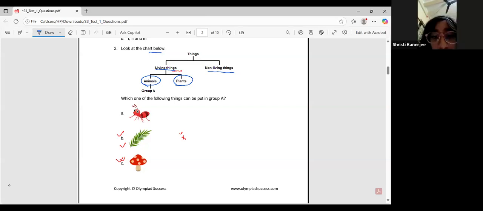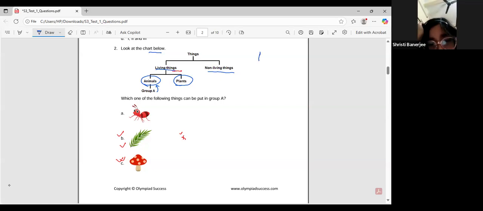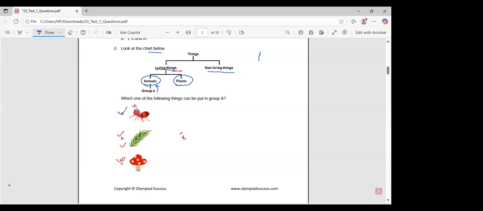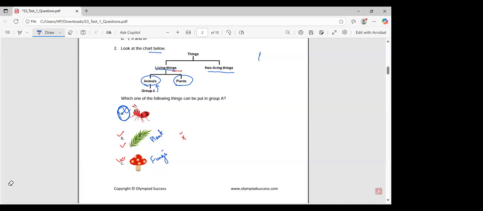Now, which one of the following things can be put in group A? This question says that group A belongs to animals. So which among them are animals? Tell me. A. Ant. Yes, this is an ant. But this is a fern, so this is a plant. This is a mushroom, so this is a fungi. Right? So it is option A. Is that clear? Yes. Okay. Now moving to the next.